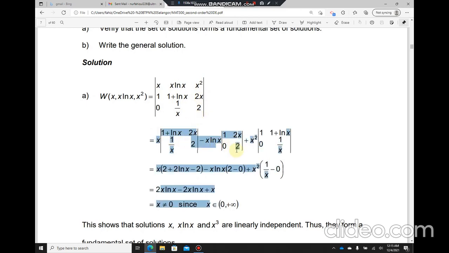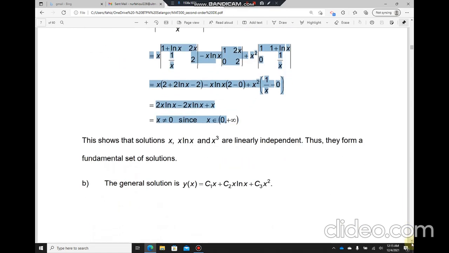So awak kena tengok method untuk kira determinant untuk matrix 3 by 3 yang ada dalam subjek linear algebra MAT263. So I think you all dah familiar. Dapat x not equals to 0. So this shows that the solutions are linearly independent. Kalau dia linearly independent, they form a fundamental set of solution. Yang tu je cara kita tentukan fundamental set of solution, kita tunjukkan dia linearly independent, sebab tu kita kira Wronskian. Then the general solution is C1x plus C2x ln x plus C3x square.